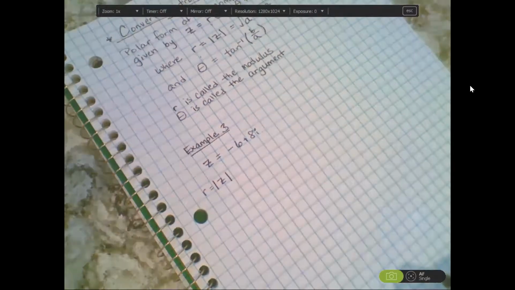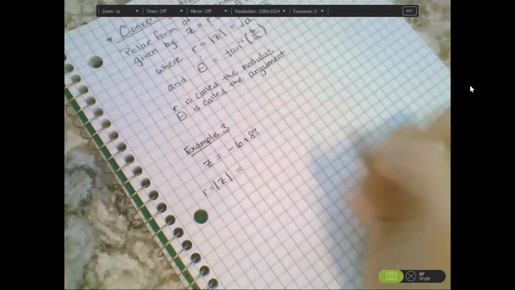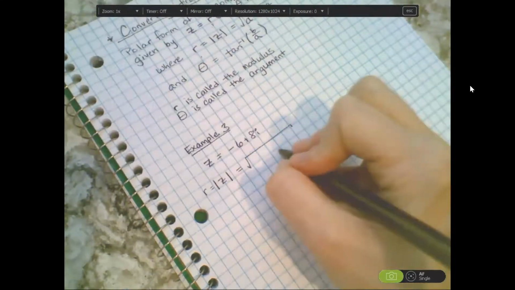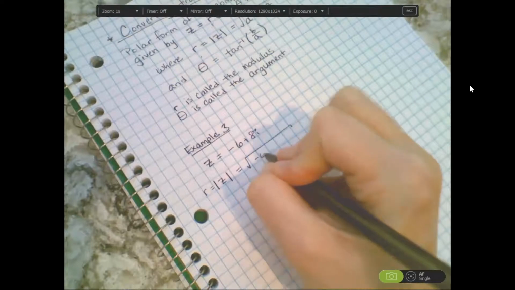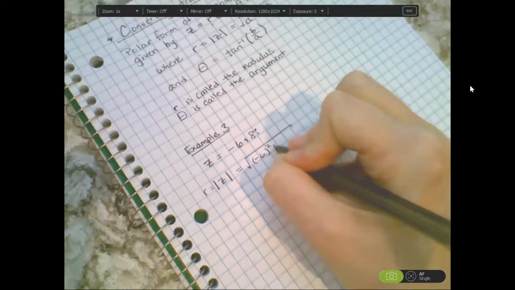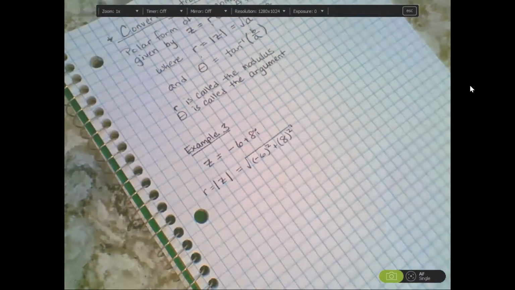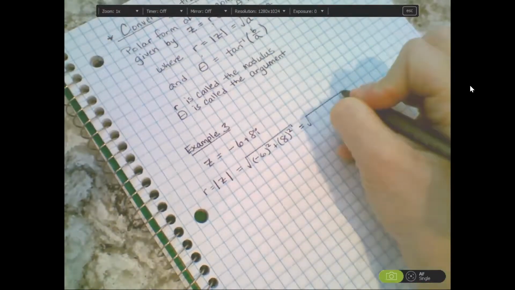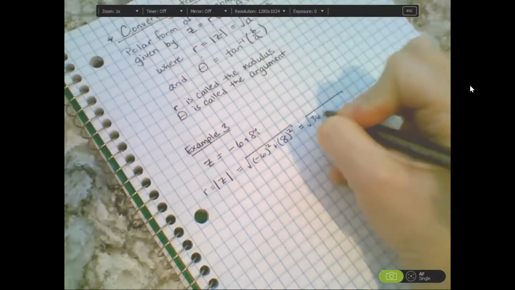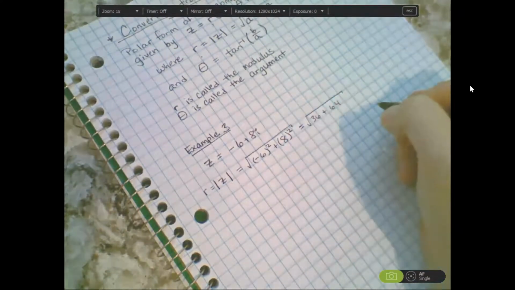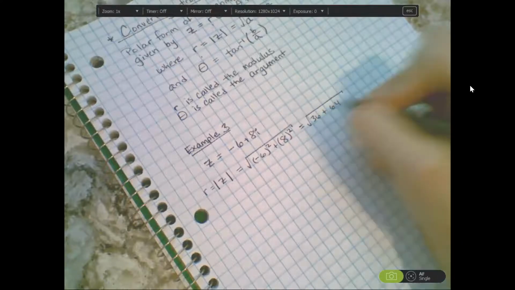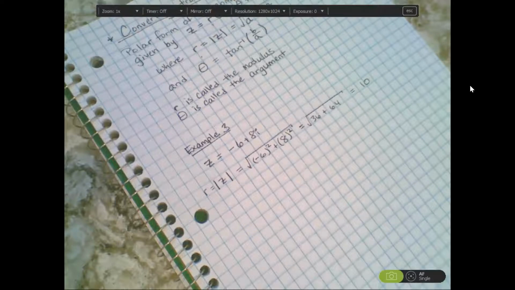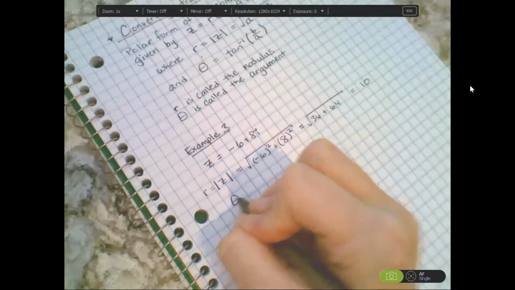So let's find our r. We'll find our modulus. Ooh, see, I lied. I said it again. I told you I wasn't going to say it. -6 squared, and then 8 squared. So 36 and 64. That's going to make 100. So the square root of 100, we're going to get 10. So our r value is 10. And then I need to find my theta.